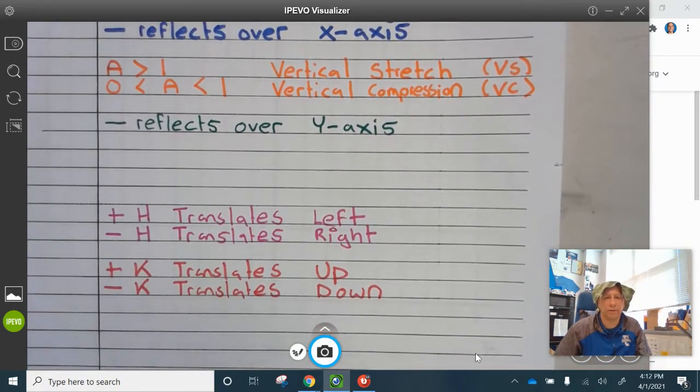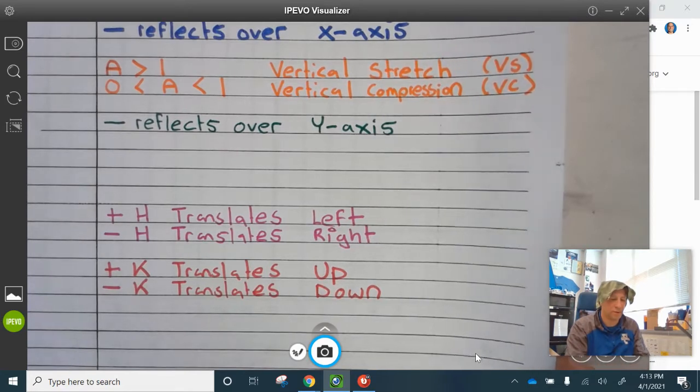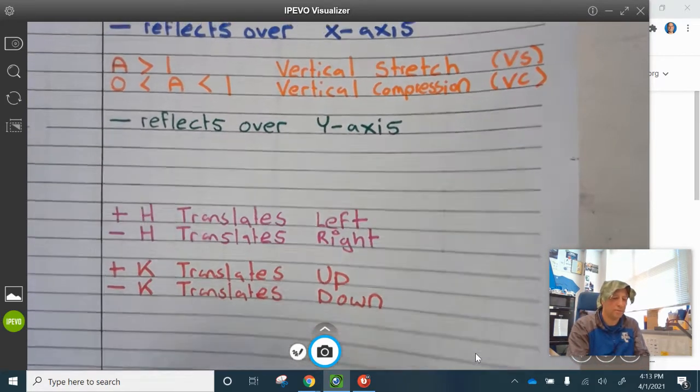When it's plus h, it translates left. When it's minus h, it translates right. When it's plus k, it translates up. When it's minus k, it translates down. I would update your notes. Okay, now your notes are updated.